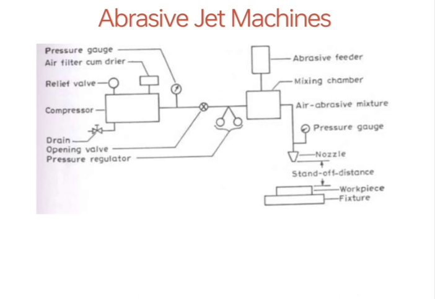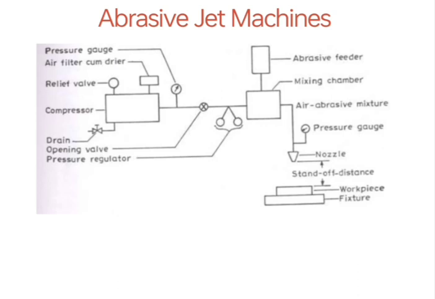Then, the abrasive jet machine's working principle. First of all, starting from the compressor, we give high velocity air to the pressure gauge. It is passed through the pipeline. We are using a filter to filter the dust and unwanted small particles. The relief valve is used to relieve the air with high velocity. The drain port is used to remove the dust particles in this abrasive jet machine.